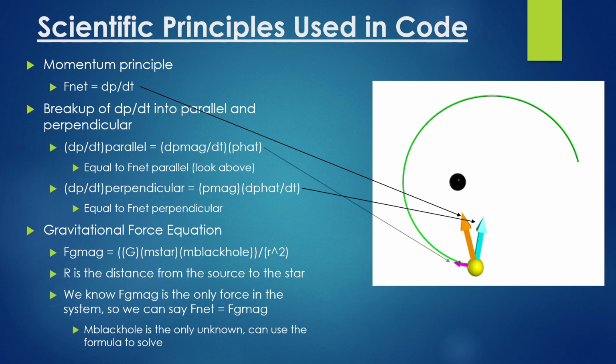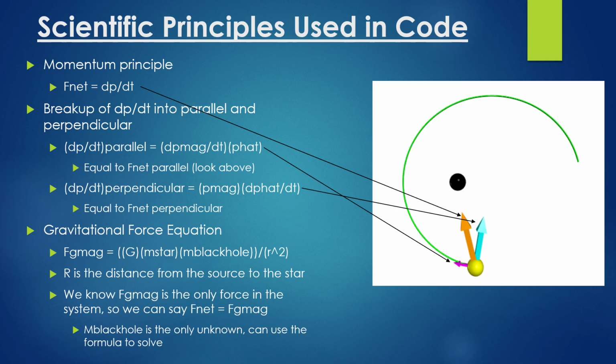As you can see here, first the orange is the Fnet, Fnet perpendicular is the cyan, and Fnet parallel is in the pink. And dp over dt perpendicular is the magnitude of momentum times the change in the unit vector over change in time. And that can be seen as cyan.